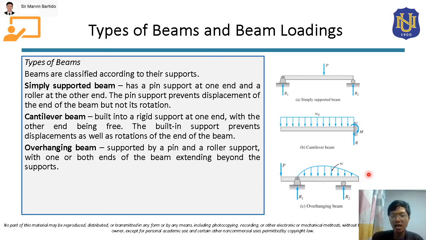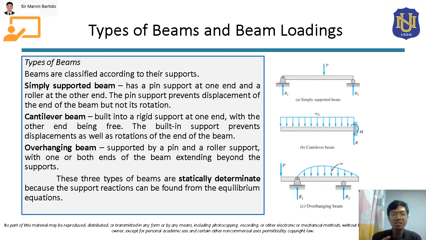Okay, so class, also for beams that only have extension beyond one support. So let's say the extension is only here. At the other end, there's no extension. So that's still considered as an overhanging beam, ha?